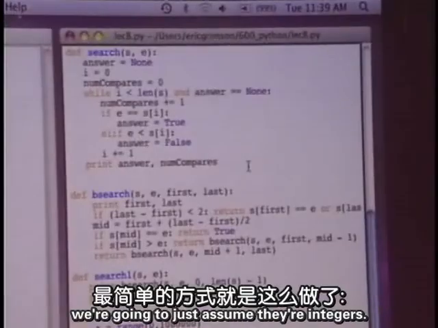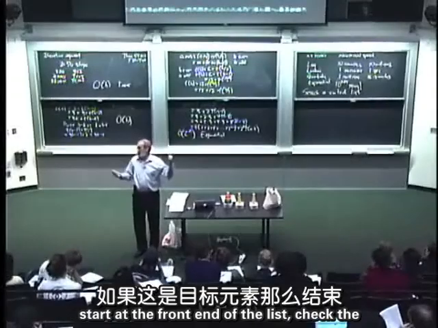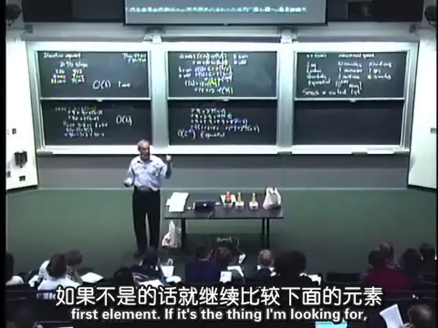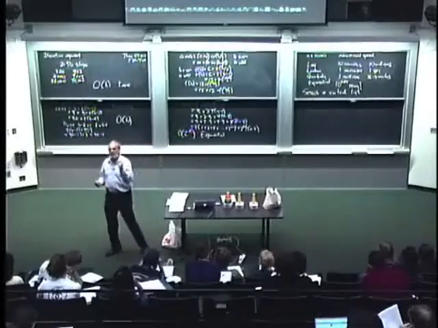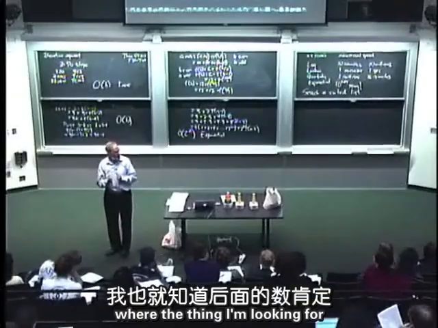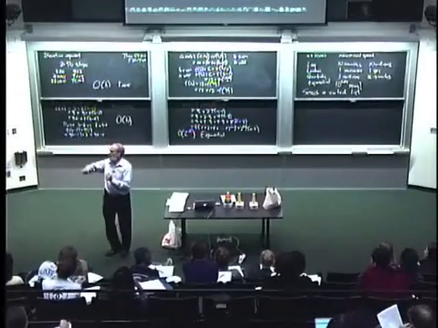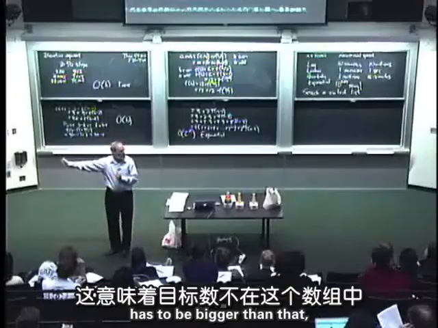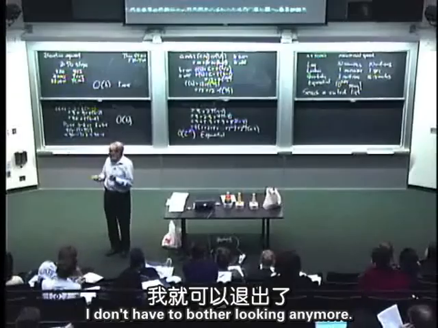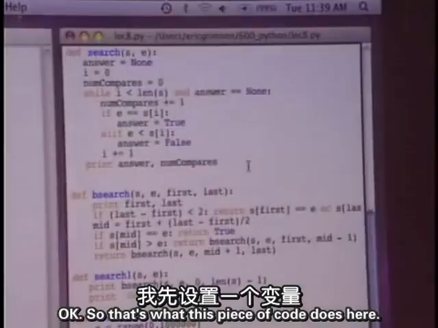The easy thing to do would be the following. Start at the front end of the list. Check the first element. If it's the thing I'm looking for, I'm done. It's there. If not, move on to the next element. And keep doing that, but if at any point I get to a place in the list where the thing I'm looking for is smaller than the element in the list, I know everything else in the rest of the list has to be bigger than that. I don't have to bother looking anymore. It says the element's not there. I can just stop.